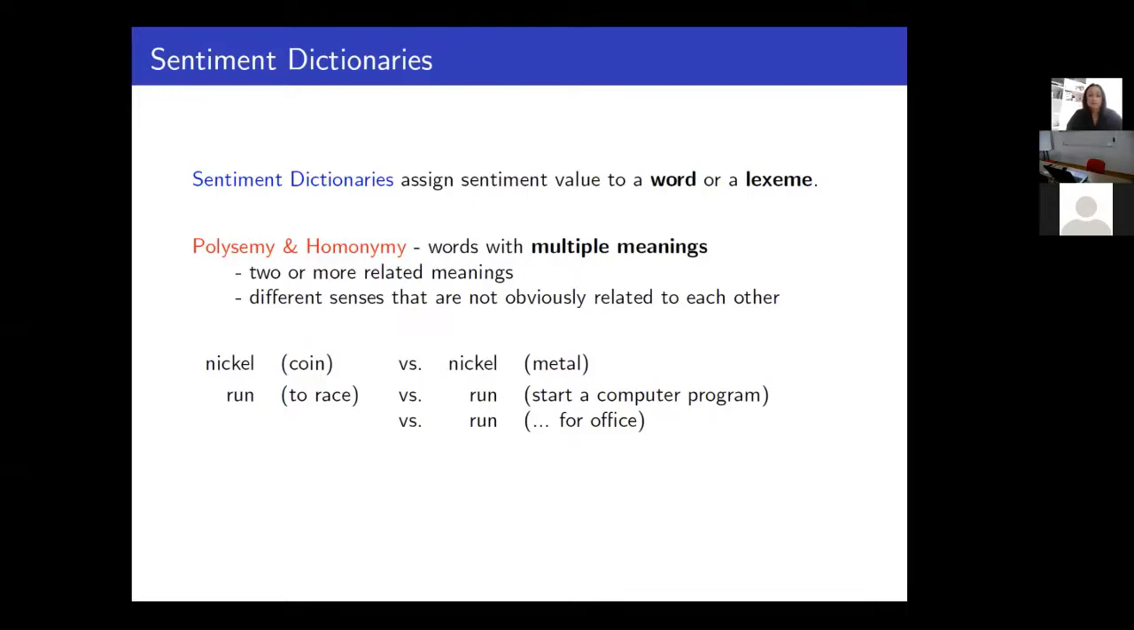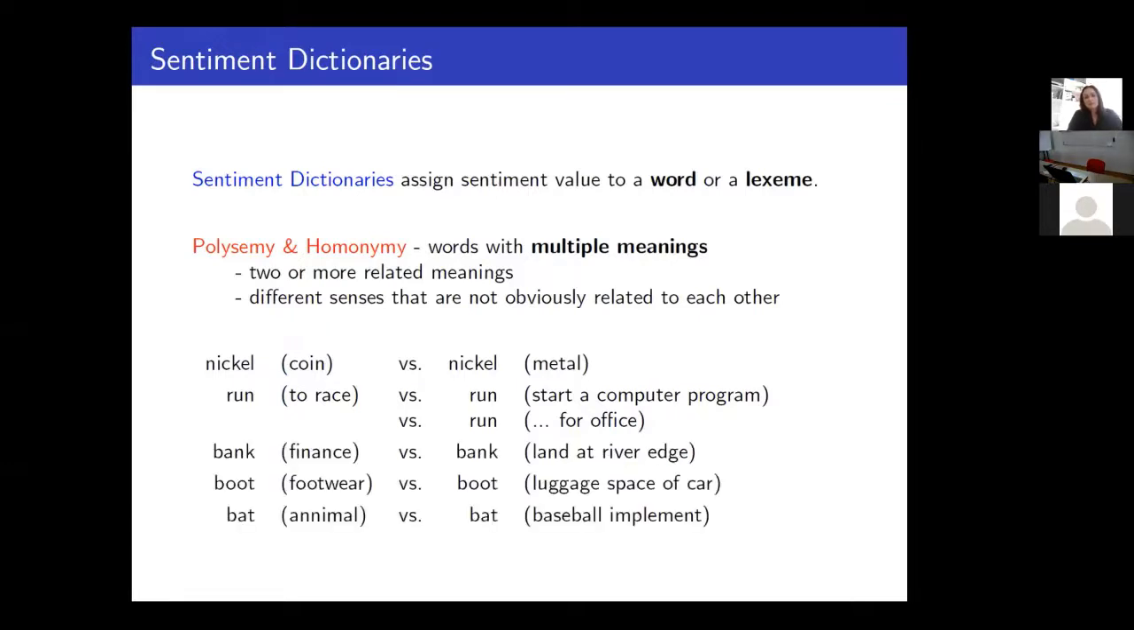And this is not just the case for nouns. For example, the verb to run can mean some physical activity, but also to run for office, or to start a computer and to run a program on the computer. But for even more distant meanings, for example, if you think of bank as a financial institution, the same word is used also for the land at a river's edge, or for example, boot can be a piece of footwear, but also the luggage space of a car.